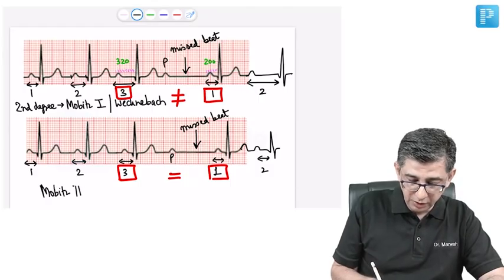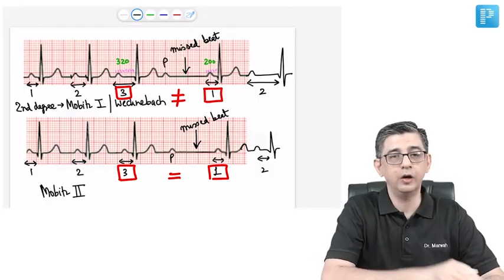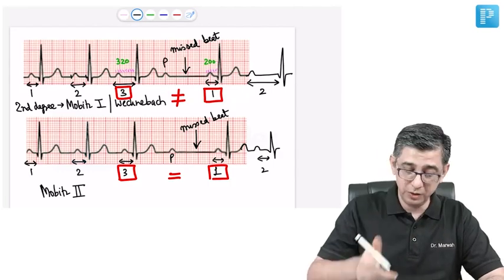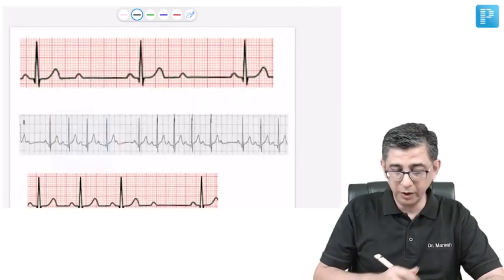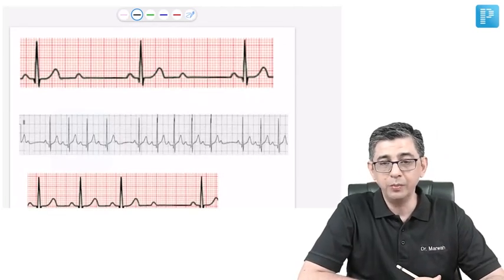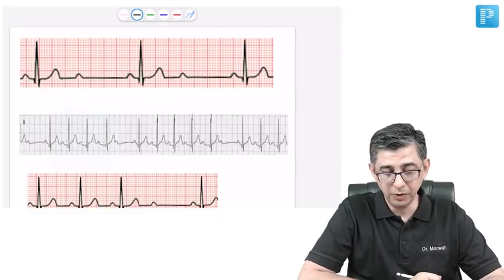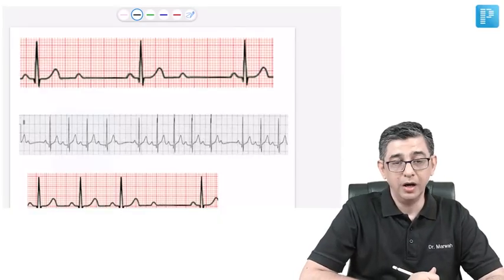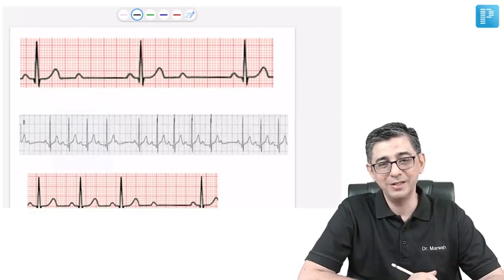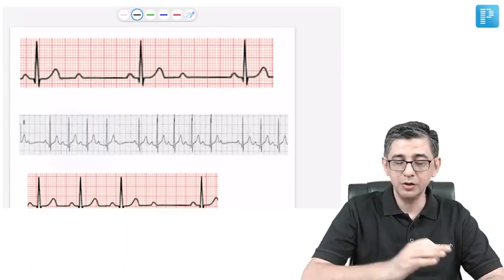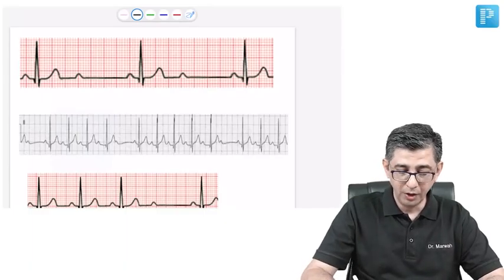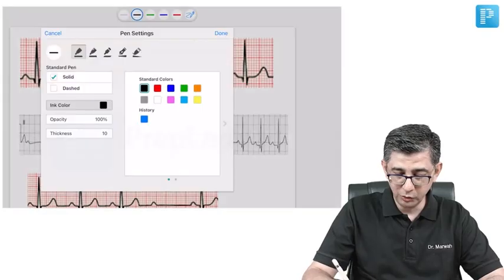And both of these are variants of second degree heart block. Let's practice this further. At the moment, I know that the mind becomes a little overwhelmed. So let me just see if you have been able to pick up the facts here or not. And in fact, there are 3 strips which are present simultaneously. So let me just do some tracing here before you. The tracing would be like this. I'll use a different color.